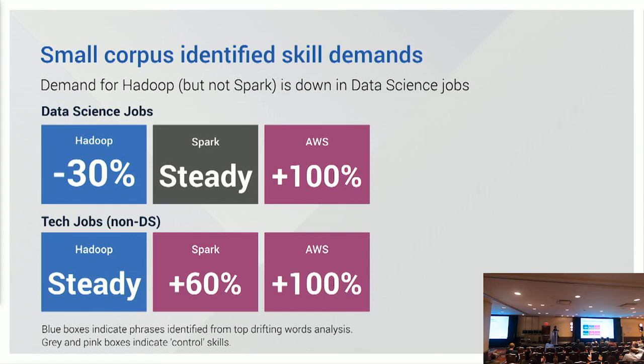And definitely, we've seen a big growth in Spark and we've seen a big growth in AWS. AWS was starting off as a kind of low thing in 2016 when I started this analysis. So it's gone through a huge amount of growth.